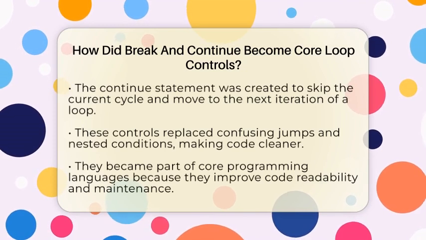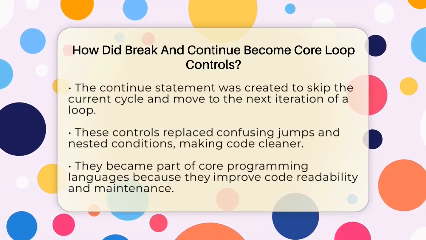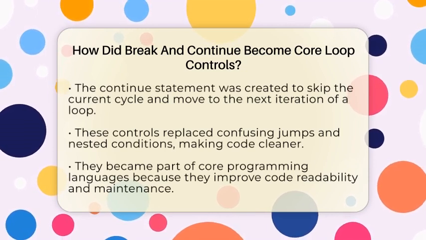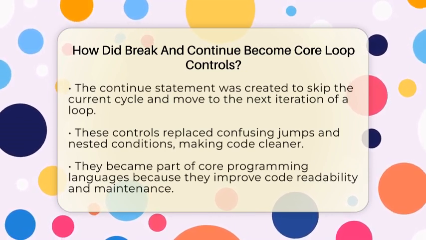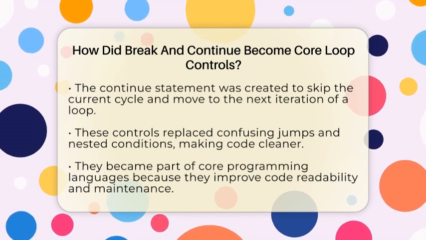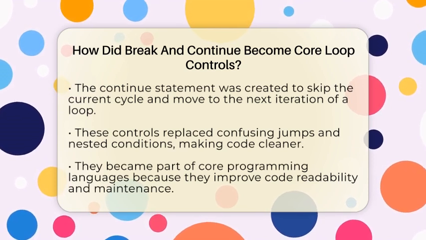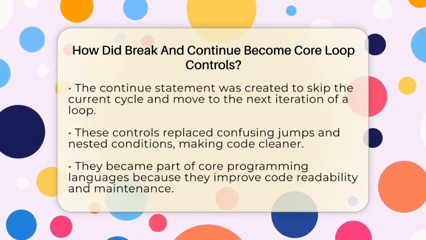For example, if you're searching for a number in a list and find it, you don't need to keep checking. Break stops the loop immediately. Continue, on the other hand, skips the rest of the current loop cycle and moves to the next one. If you want to ignore certain items in a list, continue makes that easy without nested if statements.